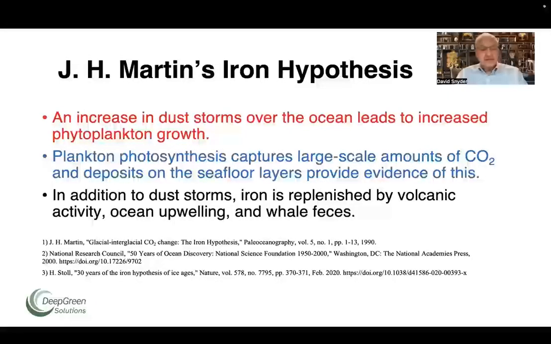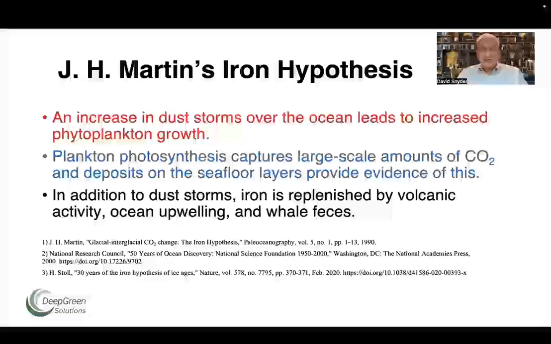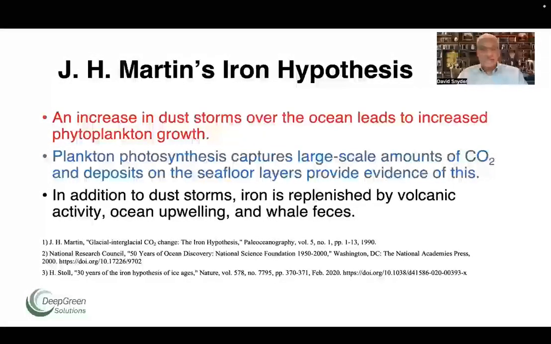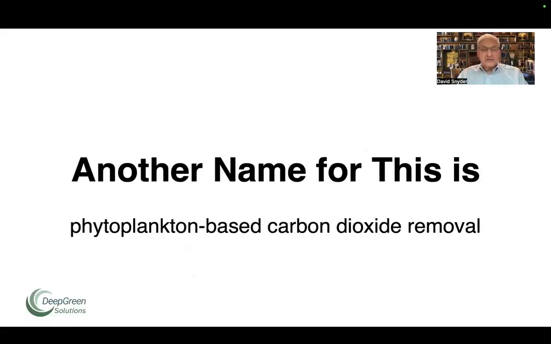Our work is based on J.H. Martin, an oceanographer who in the 1990s observed that an increase in dust storms over the ocean leads to increased phytoplankton growth. This is because phytoplankton are normally iron deficient and the dust brings iron. Phytoplankton photosynthesis captures large amounts of carbon dioxide, and some of that carbon gets deposited deep in the ocean. In addition to dust storms, iron is replenished by volcanoes, ocean upwelling, and whale poop. Our name for this is phytoplankton carbon dioxide removal.